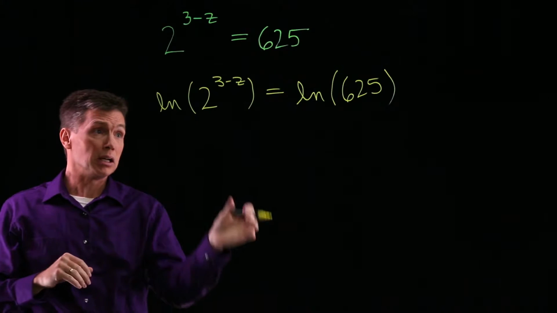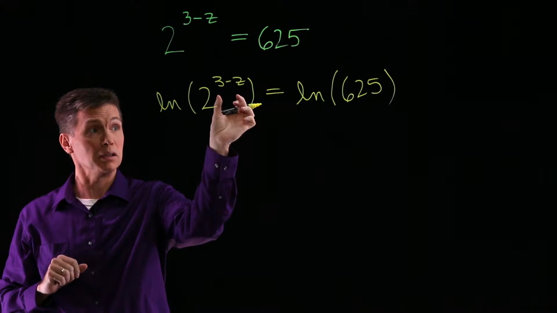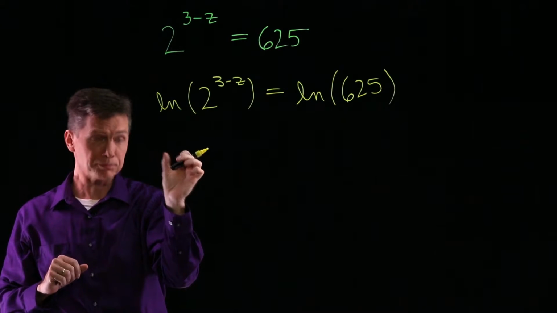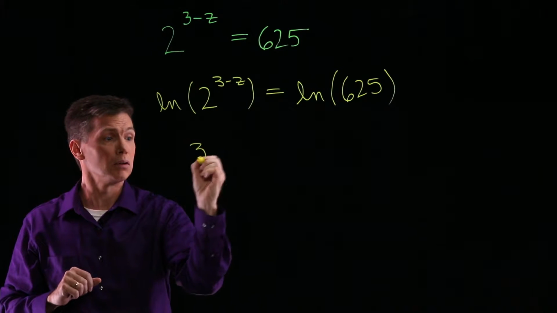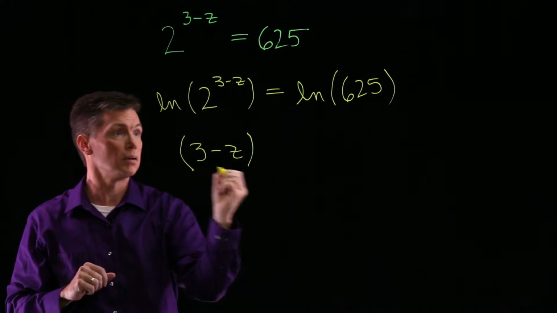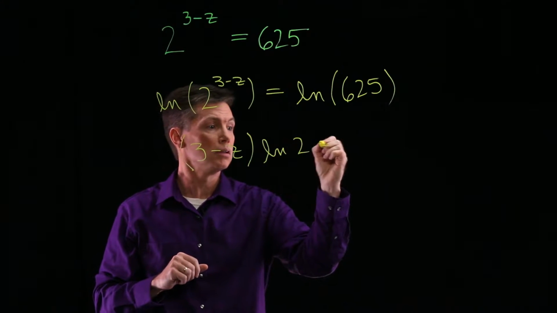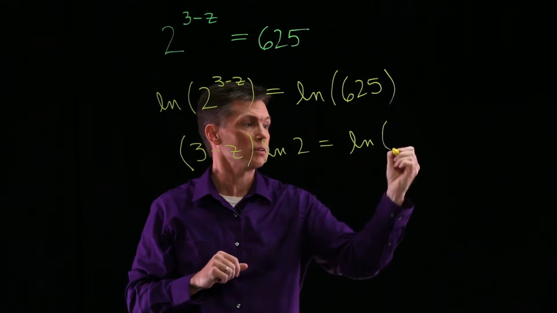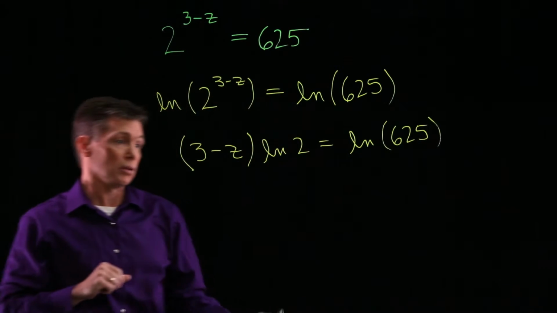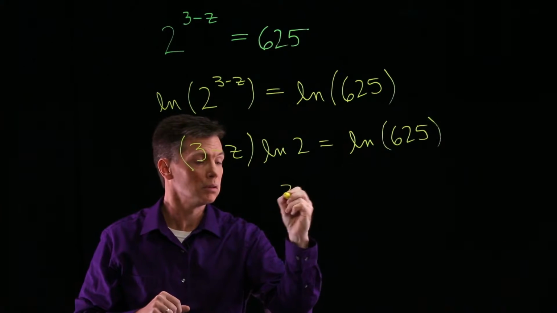Okay, now I'll go ahead and clean up on the left-hand side. I'll invoke that property of log that I mentioned. We can take the exponent inside of a logarithm and pull it out in front as a coefficient. So I get 3 minus z times the natural log of 2, and the right-hand side is still the same. Okay, trying to solve for z, I'll divide over the natural log of 2.